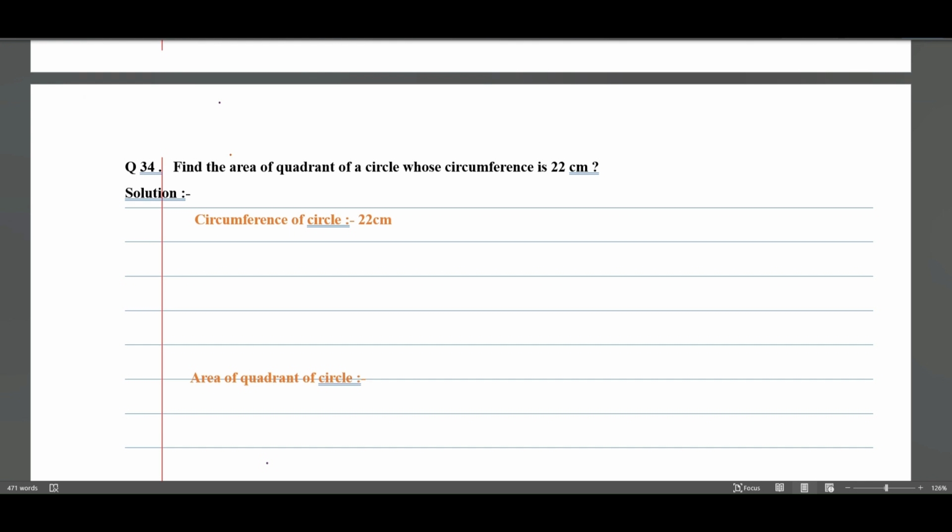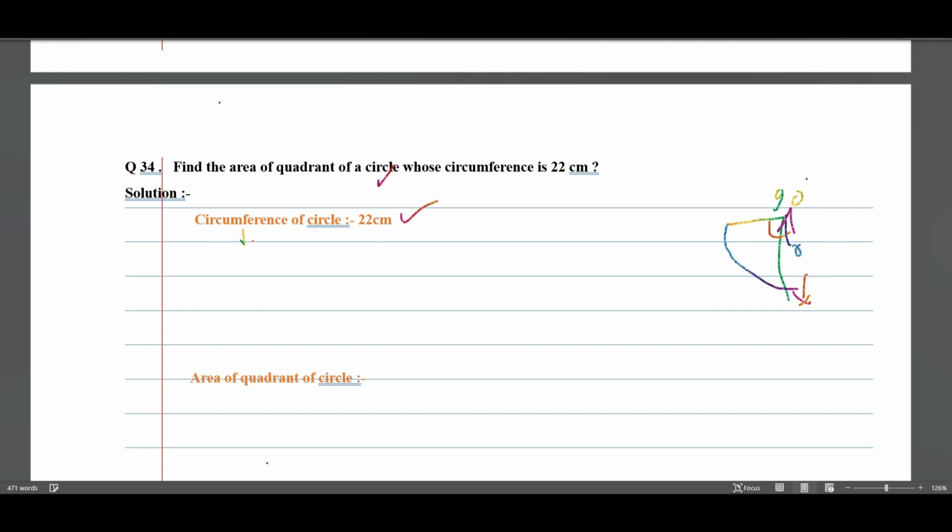So question number 34 is: the area of a quadrant of a circle whose circumference is 22 centimeters. According to this question, first of all, one thing is clear: there is a circle, and the circumference of the circle is 22 centimeters, meaning this is a circle with a 90-degree quadrant. This is the radius of the circle.